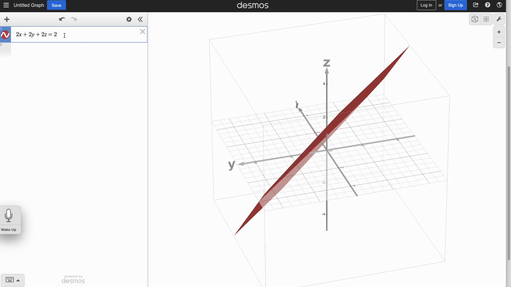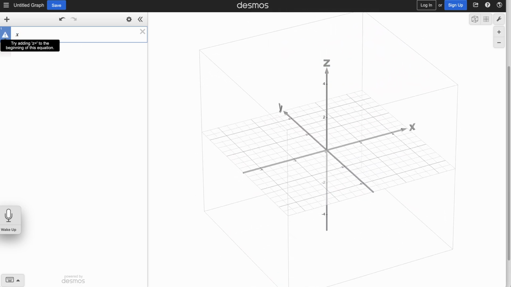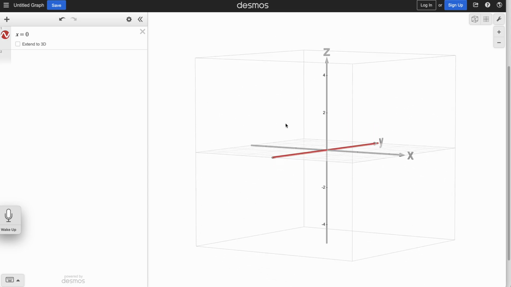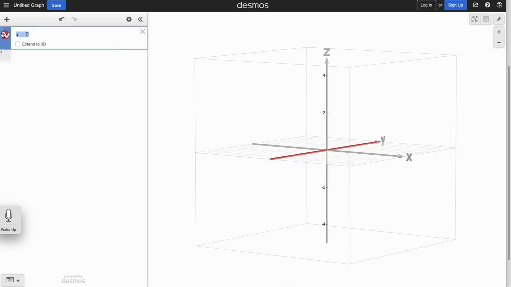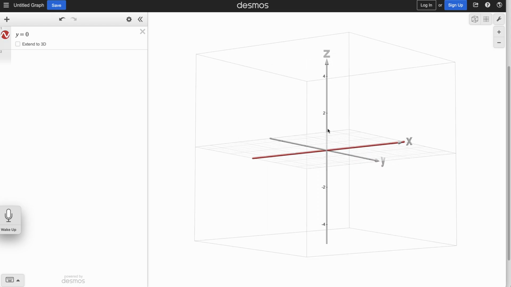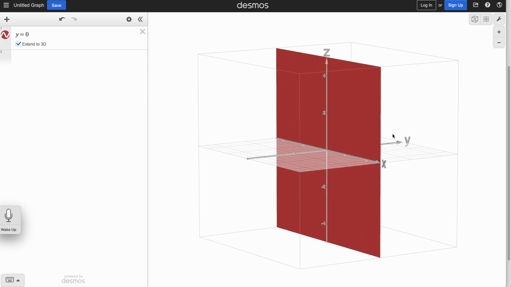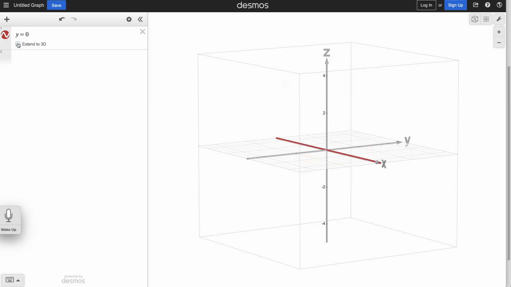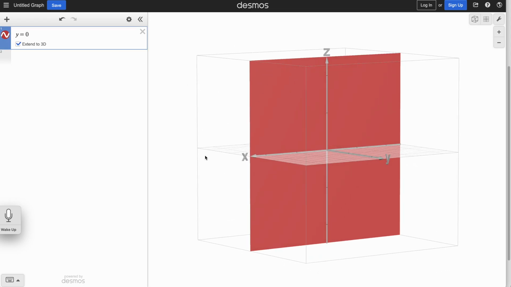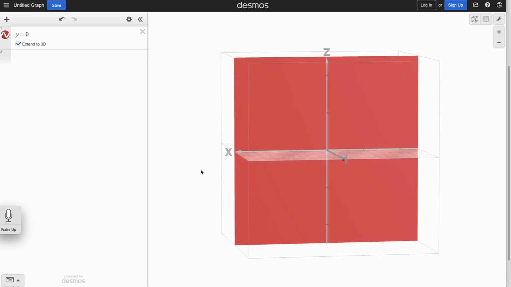I can set X equal to 0, and it puts a line directly on the axis. I can do Y equals 0, and it puts a line directly on the axis. And then when you click extend to 3D, that's what makes it graph. So this would be Y equals 0 in 2D. And then if I did it in 3D, it creates that rectangular plane.